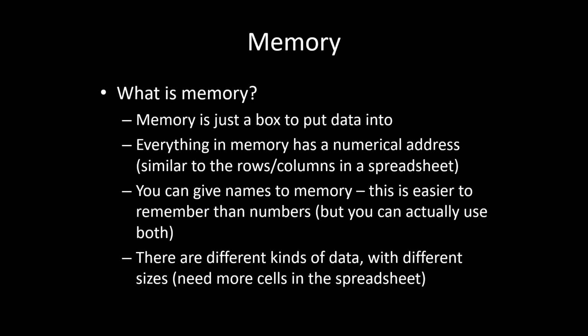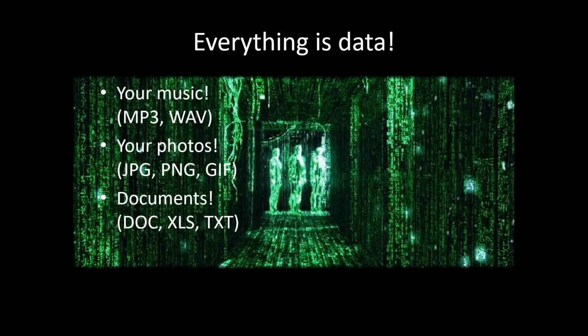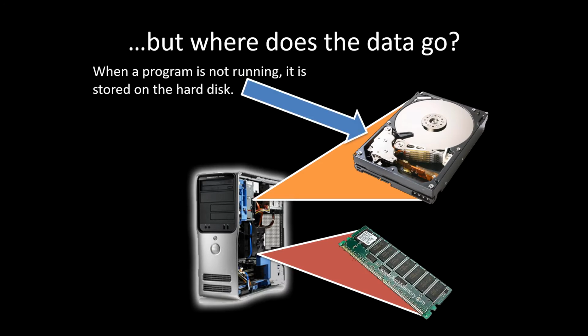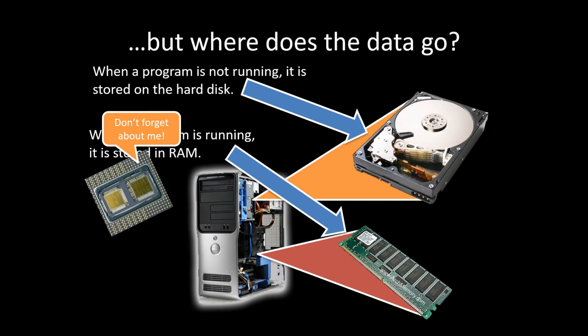Our variables are ways of giving these addresses human readable names that we can deal with. We've talked about this before. Everything is data, everything on your machine: your music, your videos, your documents, this, that, and the other. It's all just a series of ones and zeros. When your programs aren't running, they're stored in your long-term memory. But when your programs are actually executing, as much of them as possible is copied into RAM and your CPU cache.